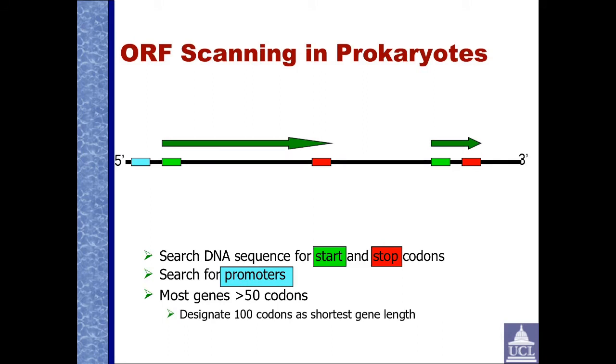In prokaryotes, what we can do is known as open reading frame or ORF scanning, and this is a very simple procedure. All we need to do is search the DNA for start and stop codons, which are in frame with one another. We then can search for promoters, which is admittedly a bit more difficult, and then we can take the fact that most genes are at least 50 codons long, so 50 amino acids long, and select some sort of cutoff, often 100 amino acids or 100 codons, as being the shortest gene length.